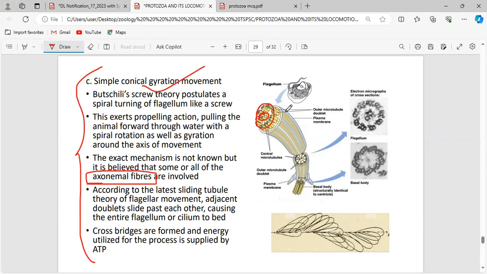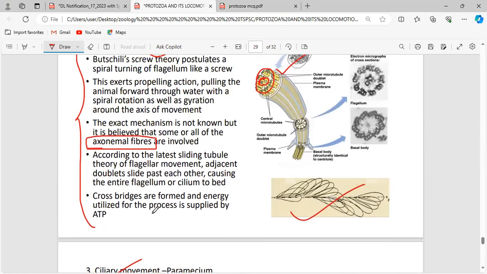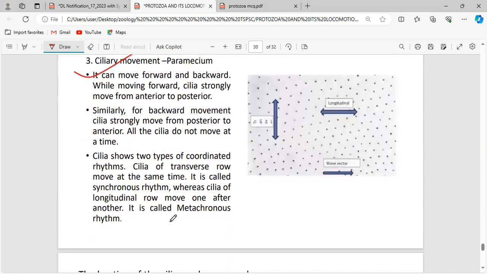When the microtubule doublets slide past each other, they cause the entire flagellum to turn like a screw. This action will pull the animal forward through the water with spiral rotation as well as gyration. You have to remember, for this simple conical gyration movement, ATP is necessary. Cross bridges are formed and the energy utilized for this process is ATP. That's all about the flagellar movement.